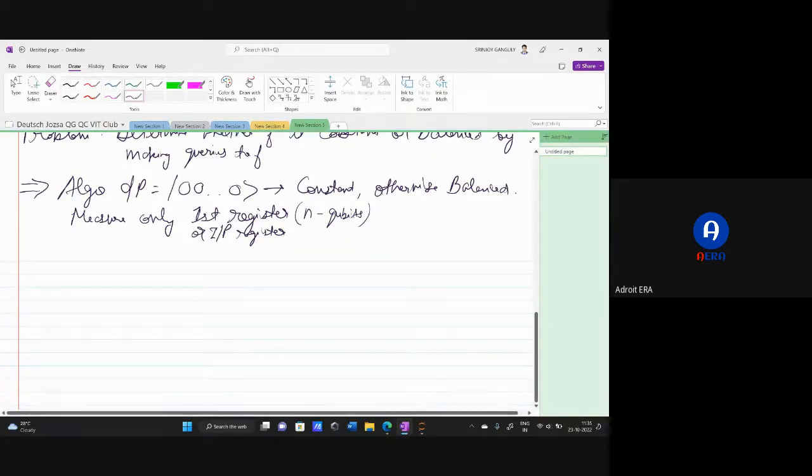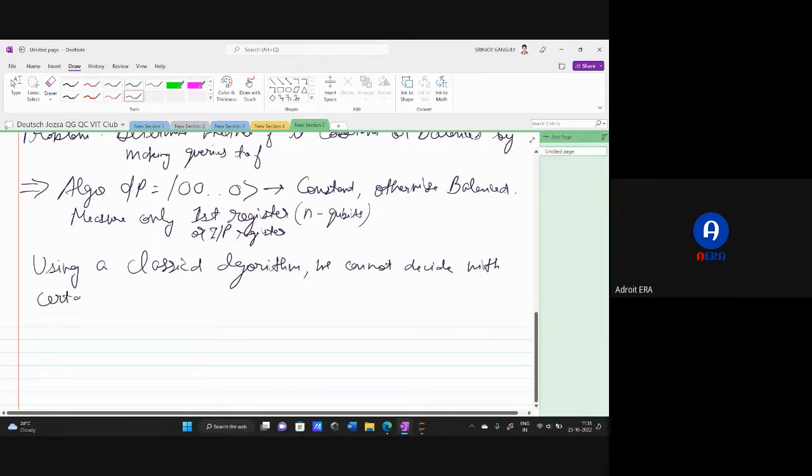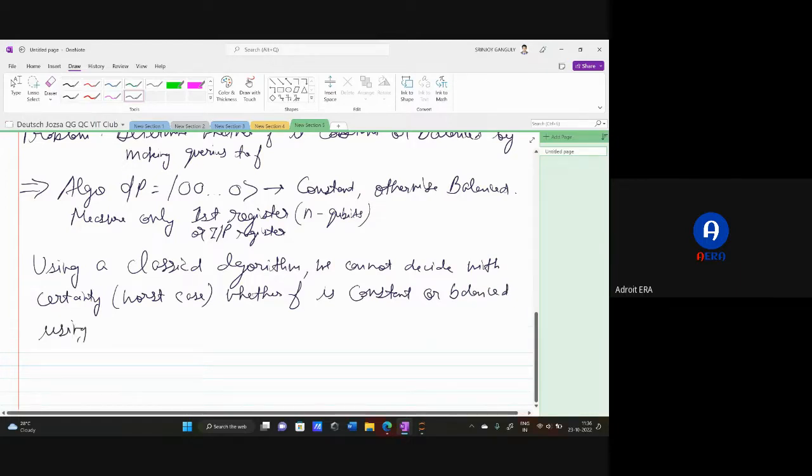Now, using a classical algorithm, we cannot decide with certainty, in the worst case, whether f is constant or balanced using any less than 2 to the n minus 1, and then plus 1 queries.